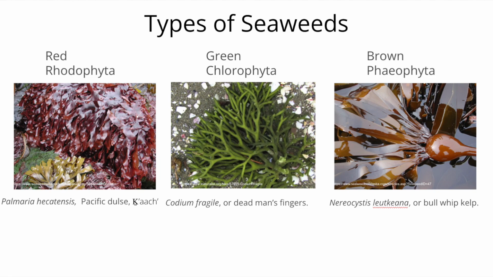These are 3 examples of seaweeds found in Alaska. The picture of the red is Palmaria hecatensis, or Pacific dulse, commonly known as black seaweed in southeast Alaska. The green is called Codium fragile, or dead man's fingers, and the brown is called Nereocystis leutkeana, or bullwhip kelp.